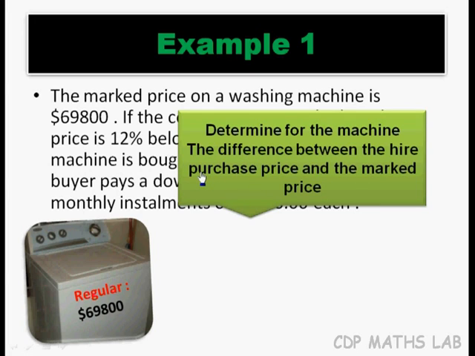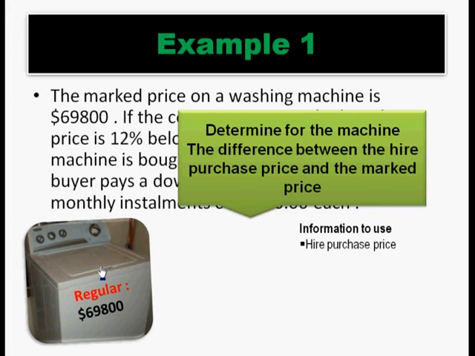So you are going to find the difference between the hire purchase price, which you got a while ago, and the marked price, which is in the question itself. Good. So you're going to subtract one of them from the other to find the difference. The information we're going to use is the hire purchase price and the marked price.